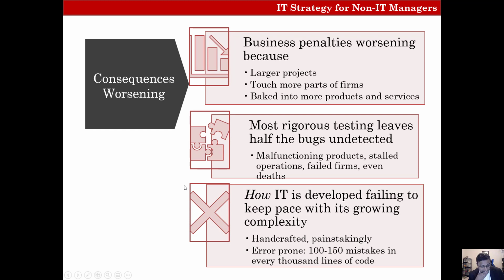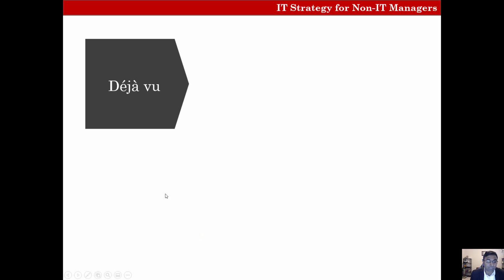So it's a problem where there is an inherent fragility of IT systems, and it's worsening because the bigger they get, the more bugs there are. If we had a certain percentage, for example here we talk about 100 mistakes for every 1,000 lines of code, then the more code there is, the more mistakes there are going to be.